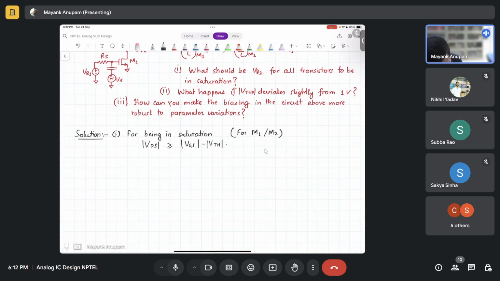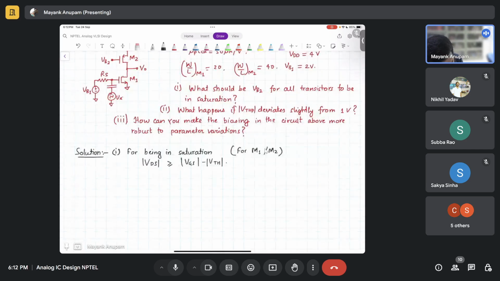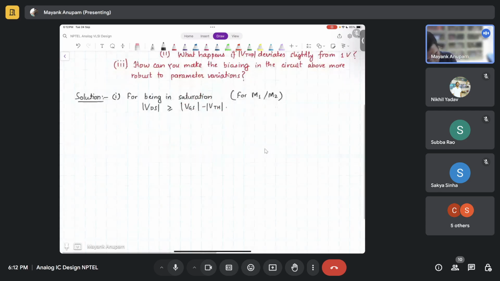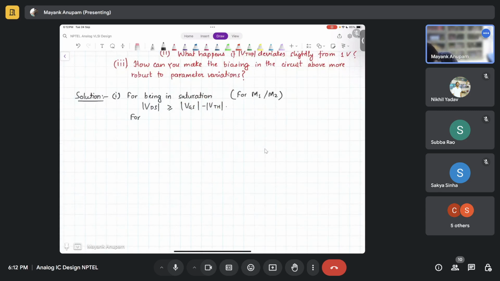For M1, VD is greater than VS, right? VDS will be positive, VGS will be positive, VTH will be positive for M1, right? So if I want to elaborate on it, for NMOS, that is M1, how will it look like? VDS greater than VGS minus VTH, right? Because all quantities are greater than 0.